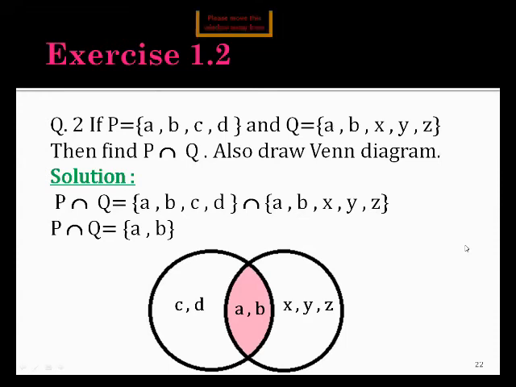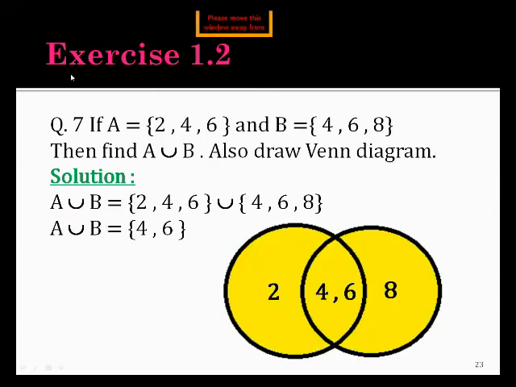Okay, students, here is another question from the same exercise number 1.2. Question number 7: if A is equal to {2, 4, 6} and B is equal to {4, 6, 8}, then find A union B and also draw the Venn diagram. Now here we start our solution. Firstly, we have to find the union of these two sets. A union B is equal to, firstly we write the set A, which is {2, 4, 6}, then write the union sign, and then write the second set, which is {4, 6, 8}.